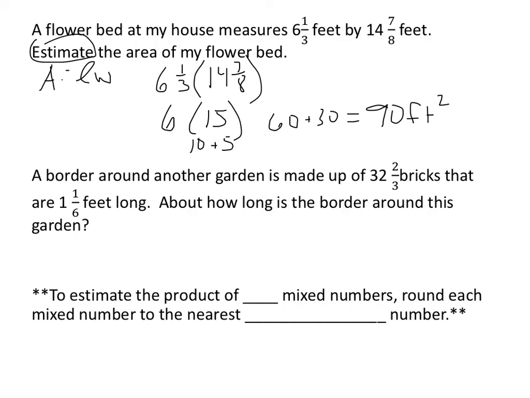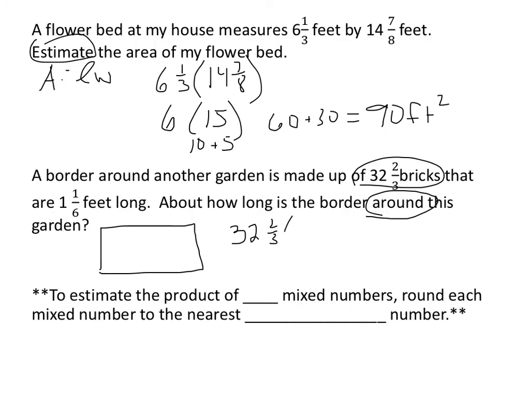Alright, a border around another garden is made up of 32 and 2/3 bricks that are 1 1/6 feet long. How long is the border around this garden? Because now we're talking about around the garden, we're talking about perimeter. So remember, for perimeter, we add up all the sides. So if it helps, here's my picture. Each brick is 1 1/6 feet long, and they tell us that the perimeter is made up of 32 and 2/3 bricks. So we can do 32 and 2/3 bricks times their length, which is 1 1/6.